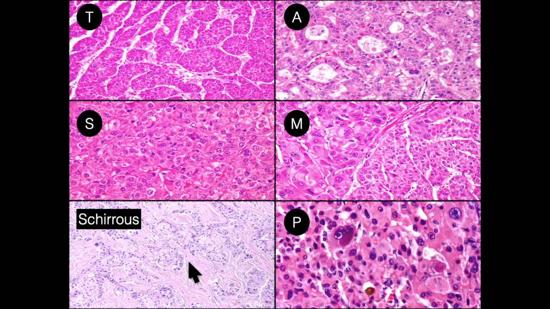But whenever you see this much scirrhous change in a non-cirrhotic liver, think of cholangiocarcinoma. In a cirrhotic liver, it's a scirrhous type of hepatocellular carcinoma. This is more acinar type. This is more medullary type, and this is the pleomorphic type. Look at the bile.